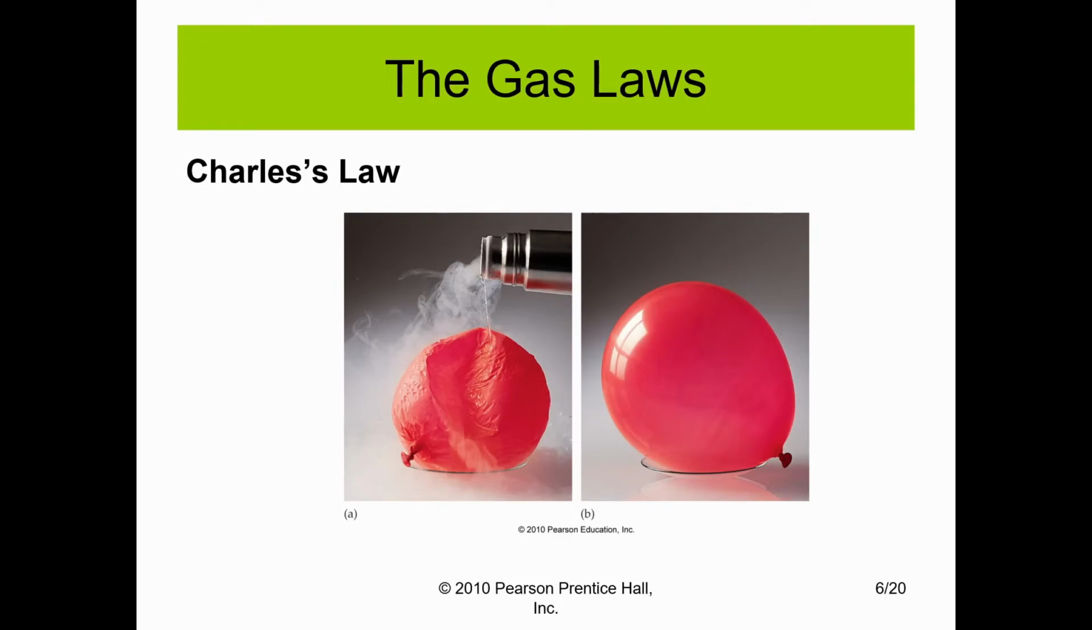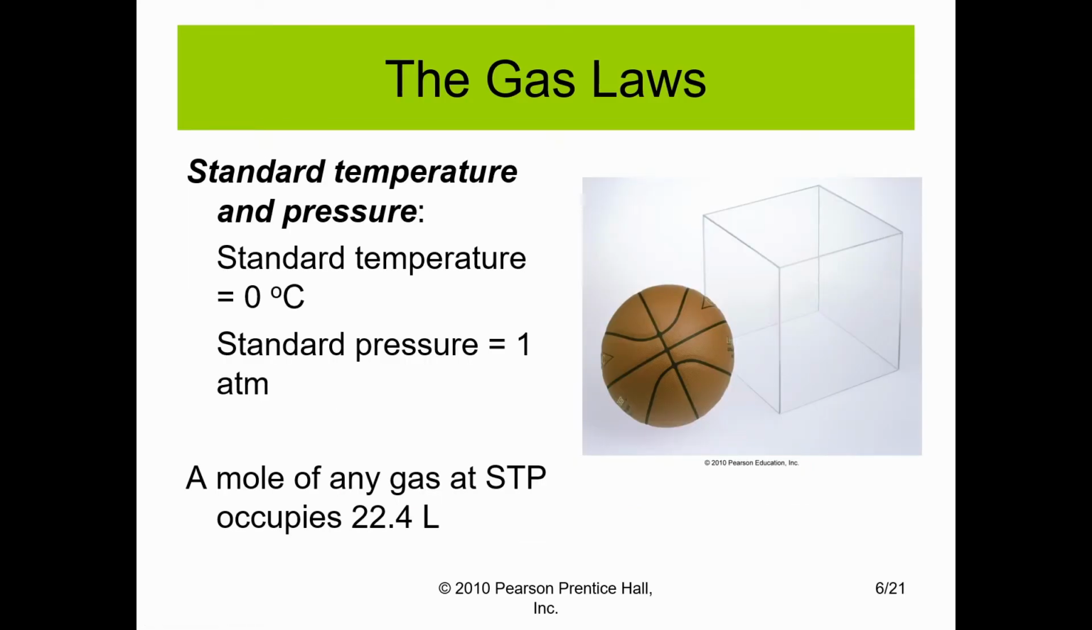Another example of this involves a gas inside of a balloon. If we take a balloon, the gas is going to occupy a certain volume of that balloon. If we cool the balloon down, for example with liquid nitrogen, then the gas will condense and occupy a smaller volume of the balloon.